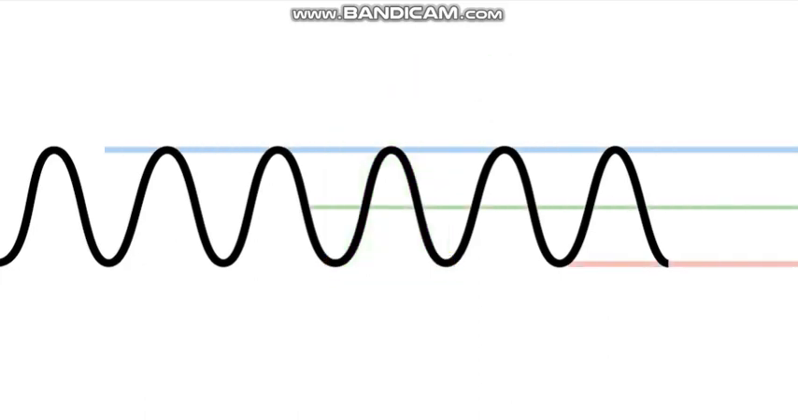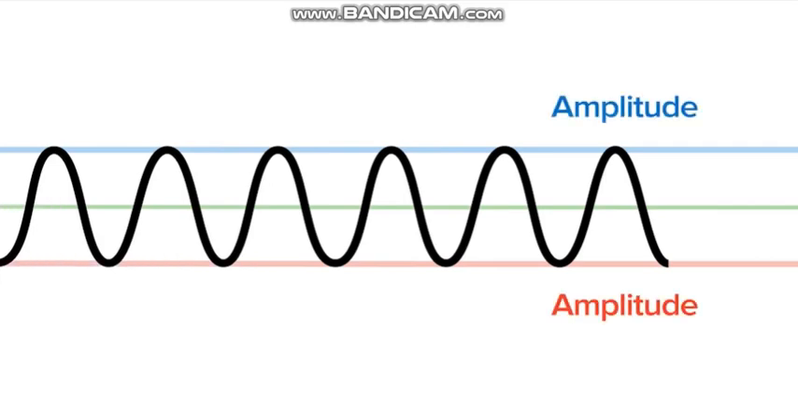Another measurement we can take is the wave's amplitude or strength. This measurement is the distance from the center point of the wave to either the top of its crest or the bottom of its trough.